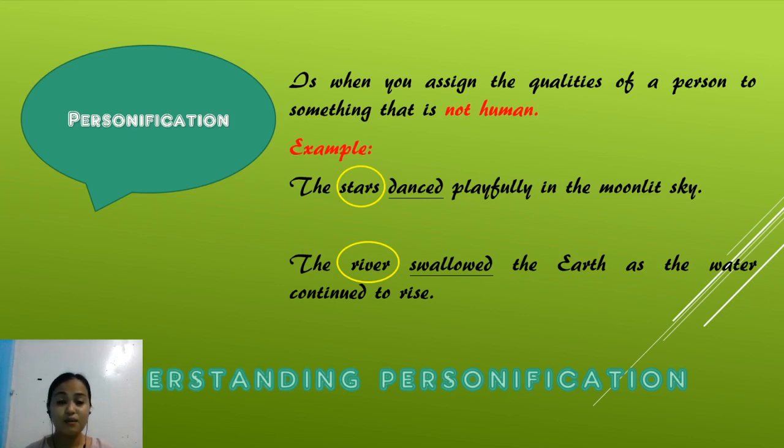Second, the river swallowed the earth as the water continued to rise. So stars is the noun being compared to a human quality, which is dance. Okay, the underlined words dance and swallowed are qualities of a person, which is compared to a noun that is not human, stars and river.